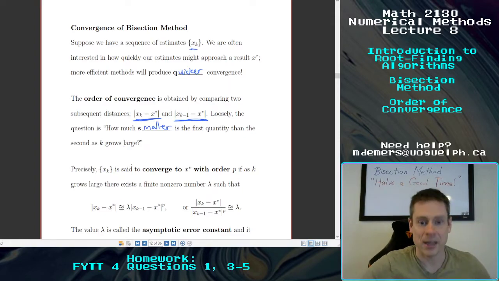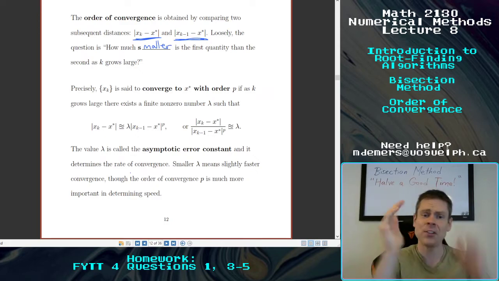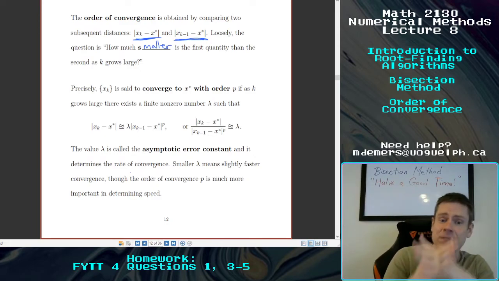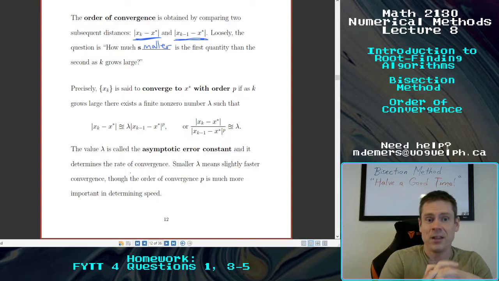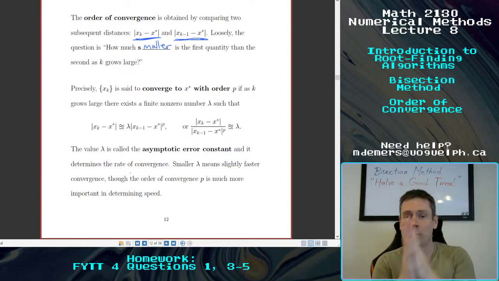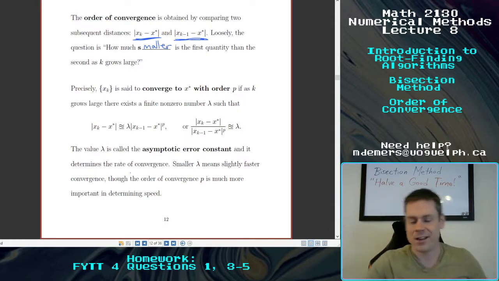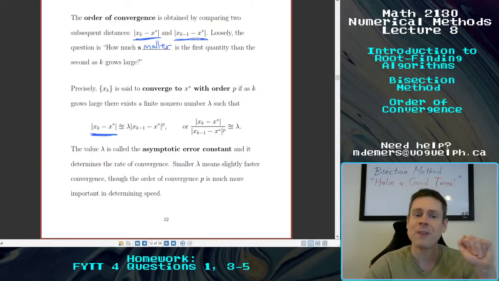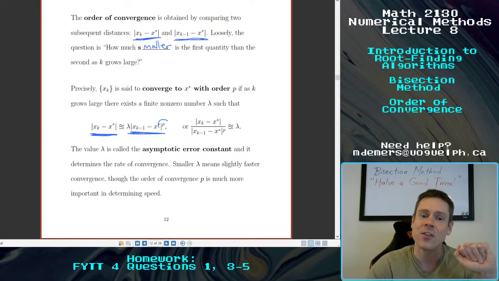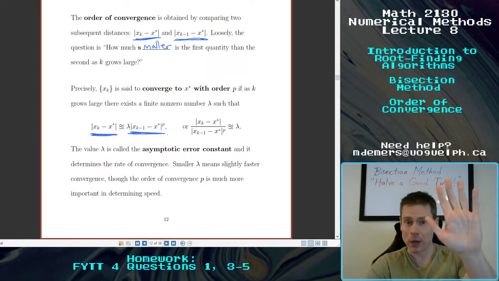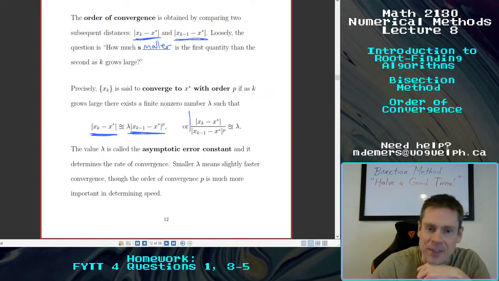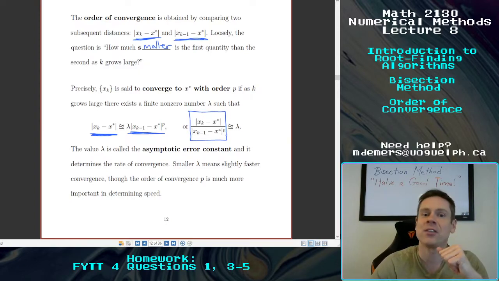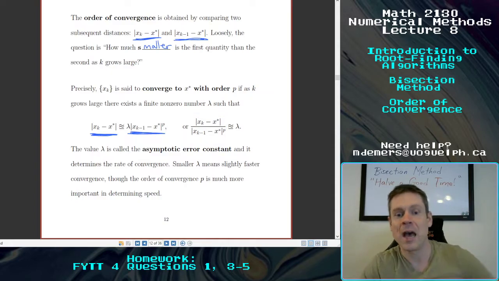Here's how we do just that in terms of the math. The sequence of estimates x_k is said to converge to x star with order p if, as k grows large, there's some constant lambda such that the distance between the kth estimate and the final estimate is roughly equal to that constant times this estimate right here, raised to the power p. Or, similarly, if this ratio gives us a constant, roughly, as k grows large.